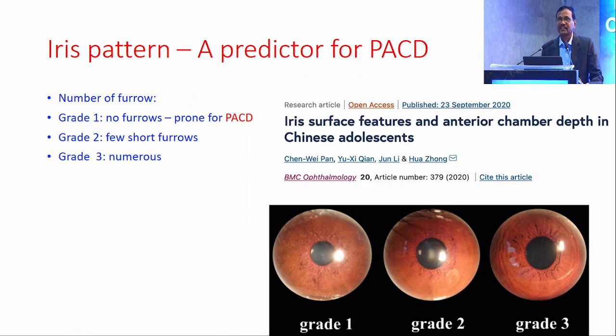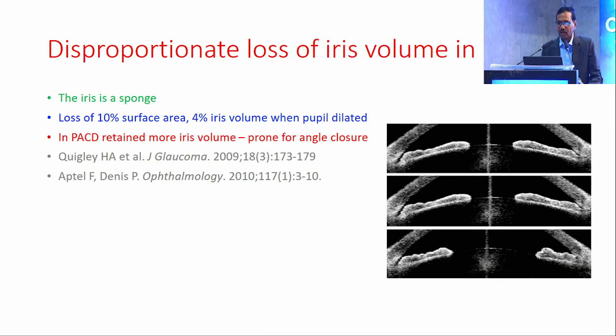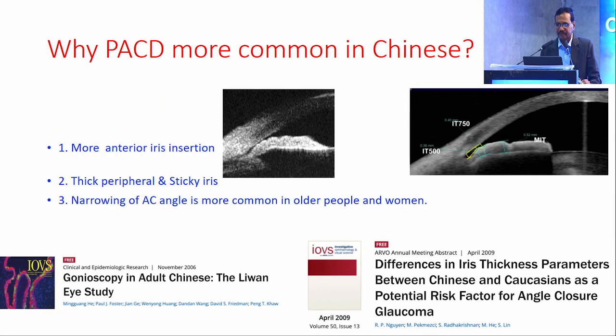So we can predict by simple tests to pick up the angle closure glaucomas by seeing the pattern of the iris. Fewer furrows is an indication of angle closure suspect. And also when the iris dilates, there should be a disproportionate loss of the iris volume. This will be lost in angle closure glaucoma.